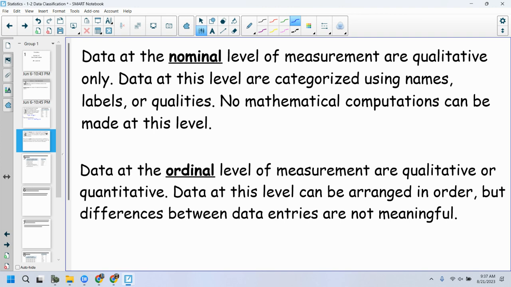So the difference between nominal and ordinal is now things can be arranged. Now it can be arranged, not just saying what they are, but instead of what they are, now rank them. Give me some sort of order to it.